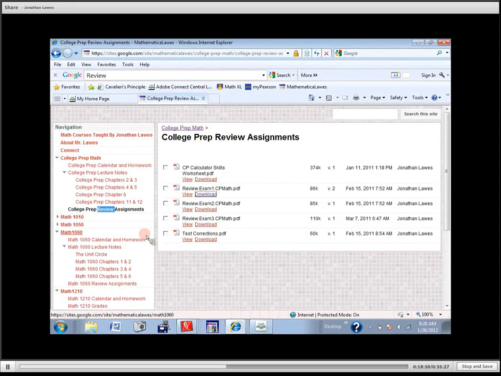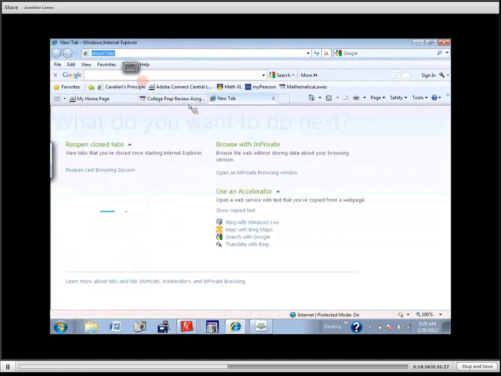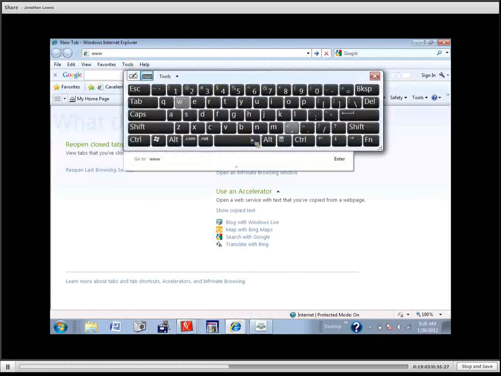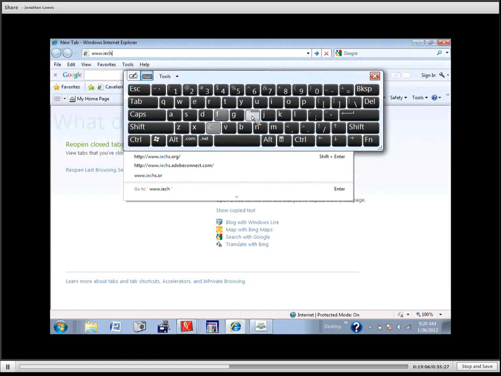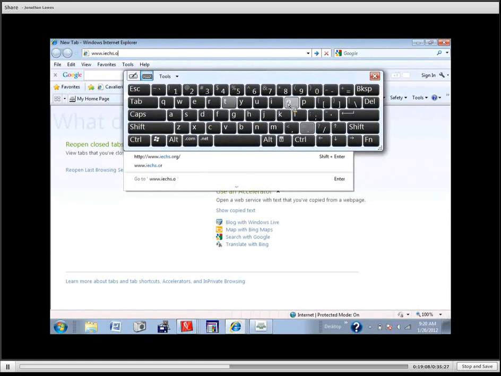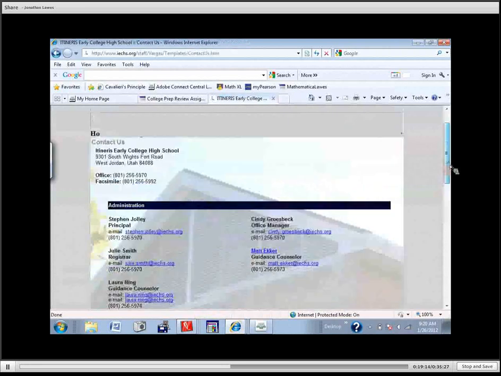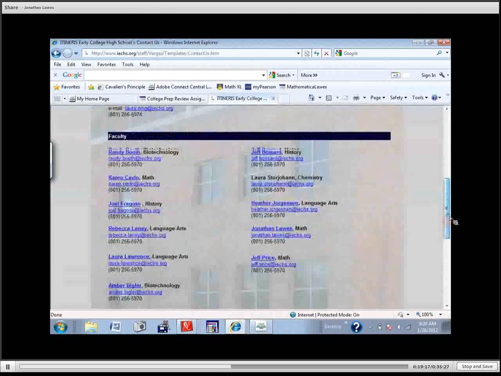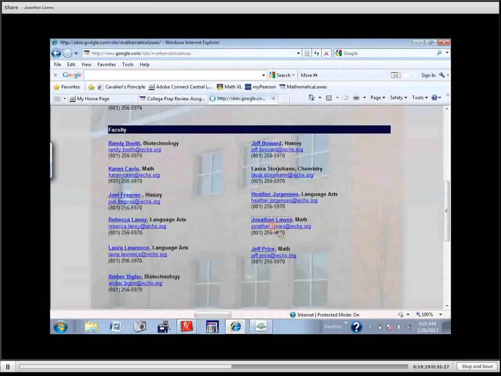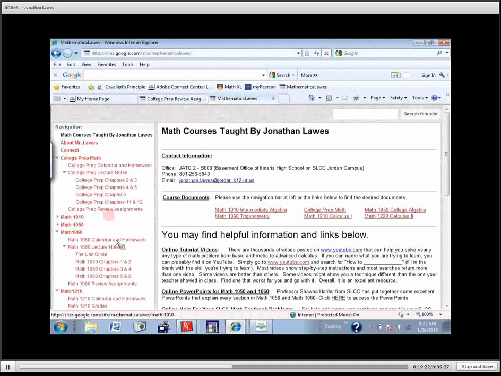Yeah. Can we just get to that site on our email? You can just go to the school website. So if you go, let's see. You can Google my name if you spell it right, or you just go to the Itinerus website, hit Contact Us. And under Contact Us, there's all the teachers' websites and email addresses. If you just click on my name, not my email address, you get right there. And it's just under College Prep, the very last category, College Prep review assignments. Everybody got that?